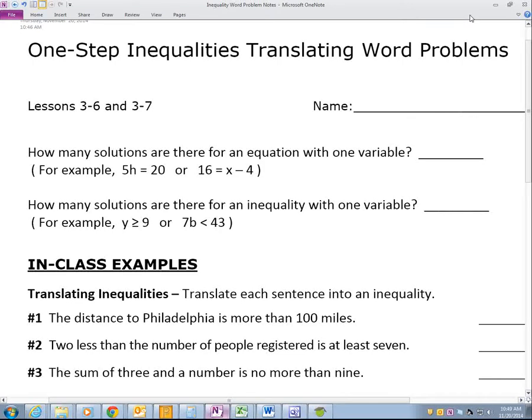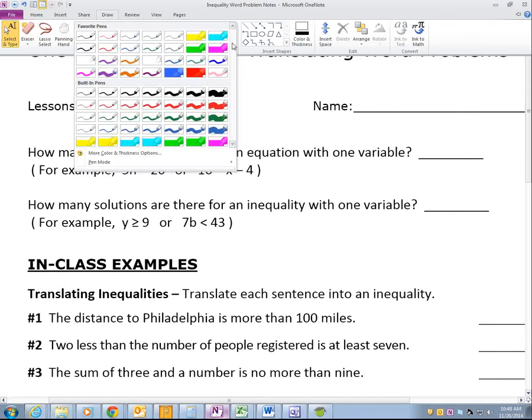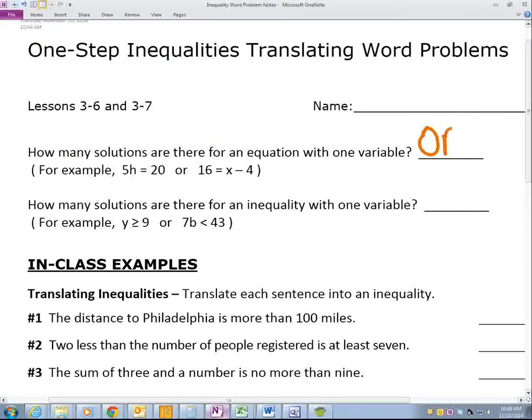So it says lessons 3.6, 3.7. How many solutions are there for an equation with one variable? How many are there? Now, just one. There's only one, because anything else would not work. Just one. Okay, so if you don't have that, make sure you have it. I just wrote the number 1. That's okay, as long as you know that it's not only the number 1, but the amount of them is 1.